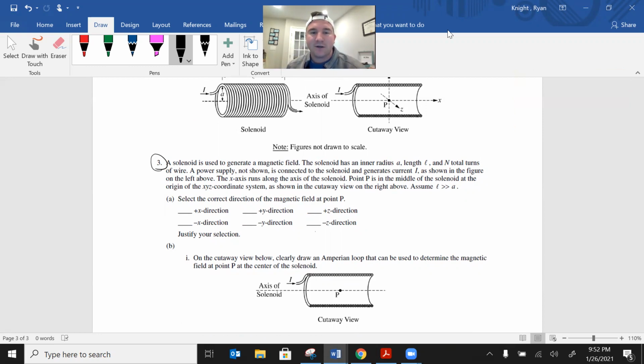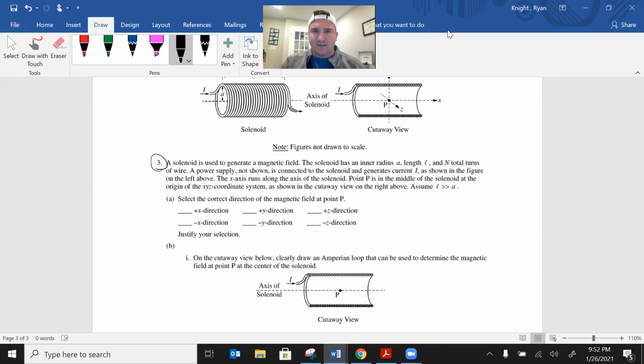So a solenoid is used to generate a magnetic field, inner radius A, length L, total turns N, power supply not shown, connected to the solenoid, generates current I. The x-axis runs along the solenoid, point P is in the middle. Assume L is much greater than A.